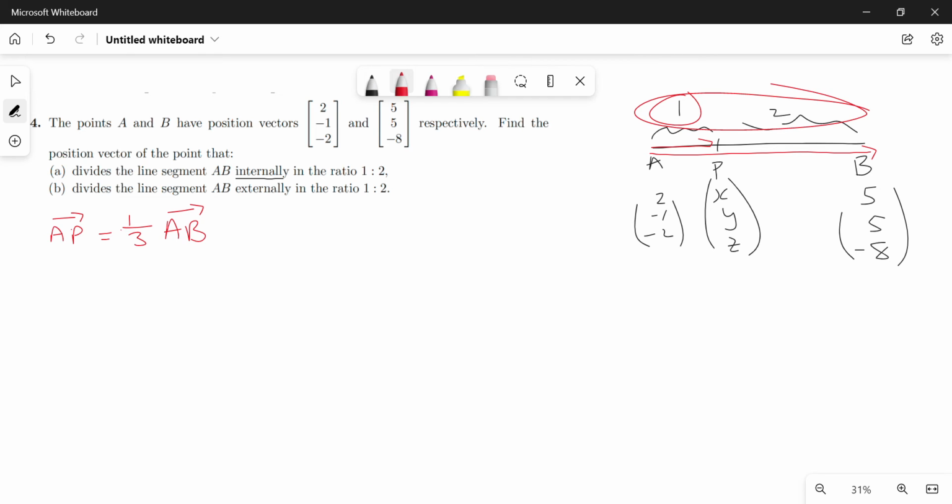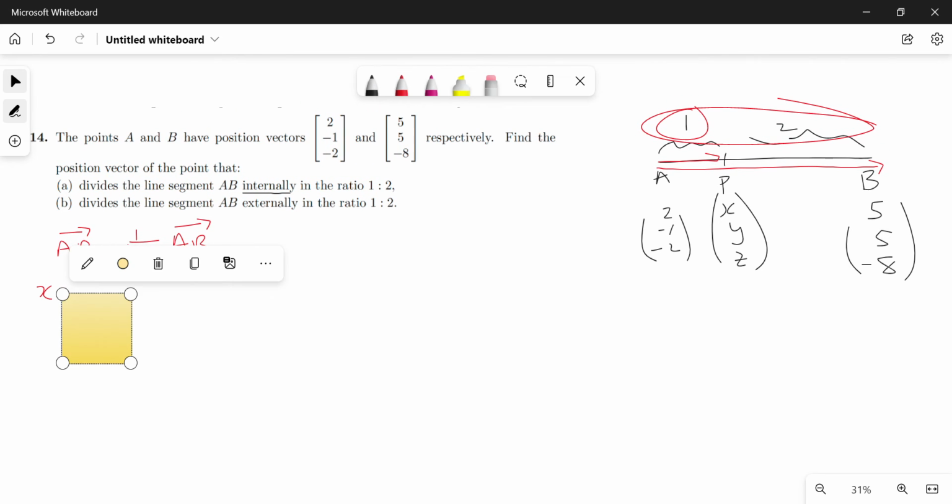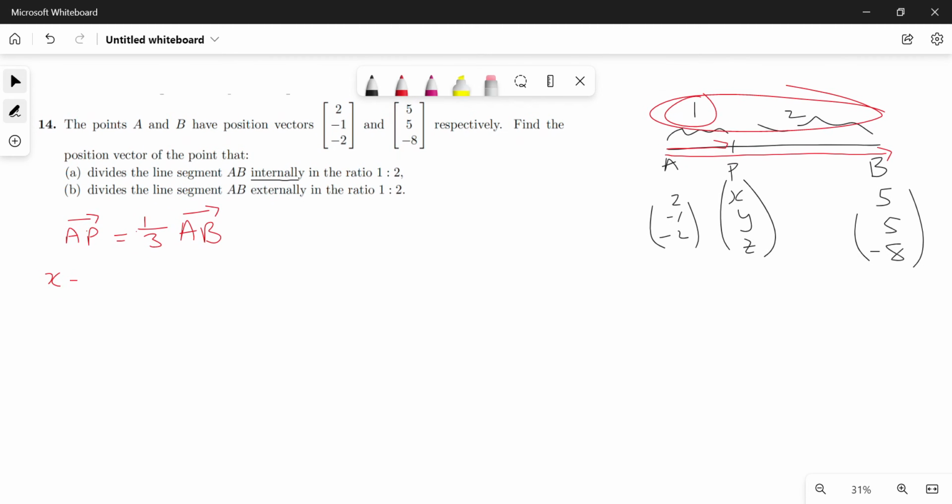So A to P, I take P first, which is X, and I subtract 2. Oops, and I've done it again. So I subtract 2. So that's AP, and then I take the Y and I subtract -1, and I take the Z and I subtract -2. So that has to equal a third of, alright, I take the B and I subtract 2, I take 5 and I subtract -1, and minus 8 again, subtracting -2.